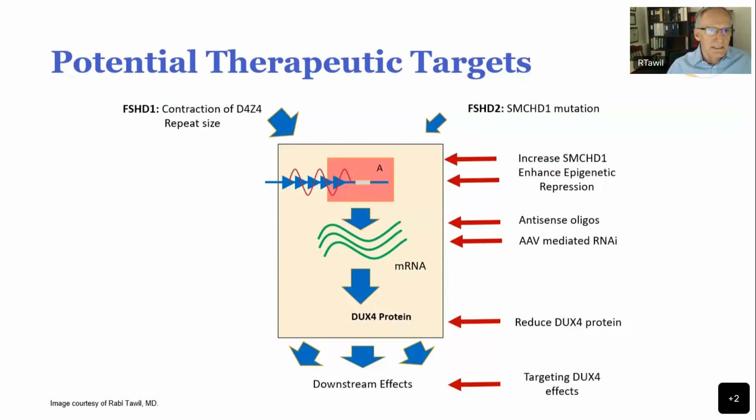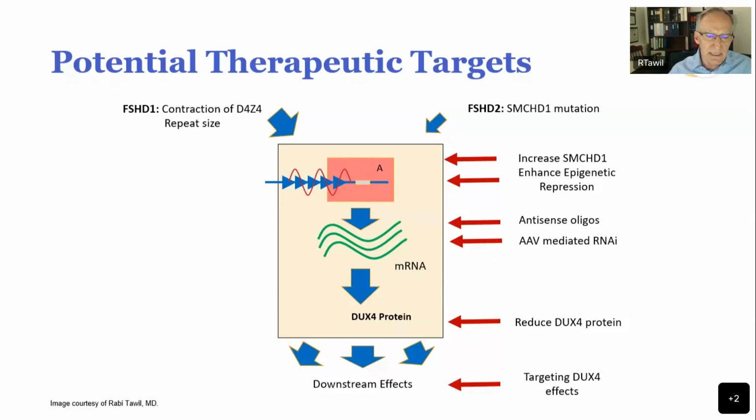Next. So potential therapeutic targets. Basically, again, you have two causes for FSHD, FSHD1 and FSHD2. So there are potentially different approaches to it. You can potentially increase SMCHD1 and try to basically close up the area, the distal area of the repeats, and enhance epigenetic repression. This is still kind of more hand-waving than anything. I don't think anybody has come up with a way of doing that at this point.